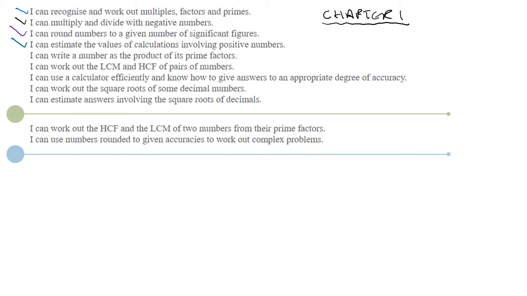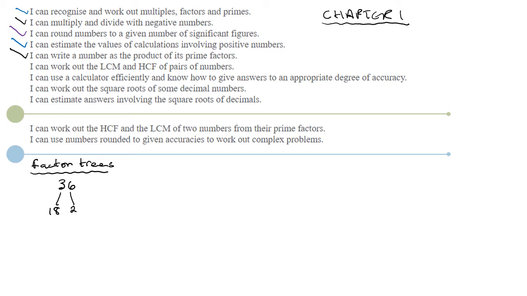Next one, where it says we want to be able to write a number as a product of primes. Okay, that involves drawing factor trees for a number. So let's do some factor trees. Let's do a factor tree for 36. So just like when we're writing factors, we want pairs of numbers that multiply to make that number. So let's say 18 and 2.